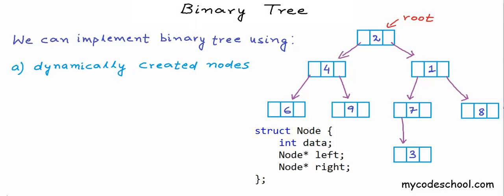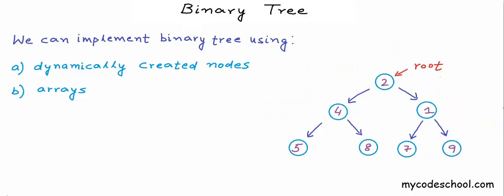But in some special cases we use arrays also. Arrays are typically used for complete binary trees. I have drawn a perfect binary tree here. Let's say this is a tree of integers.